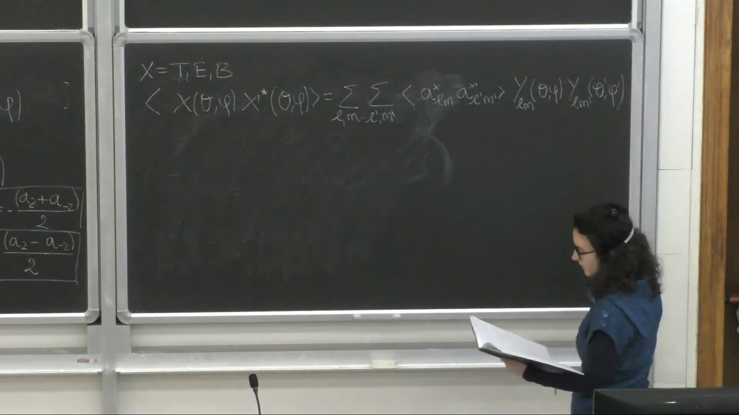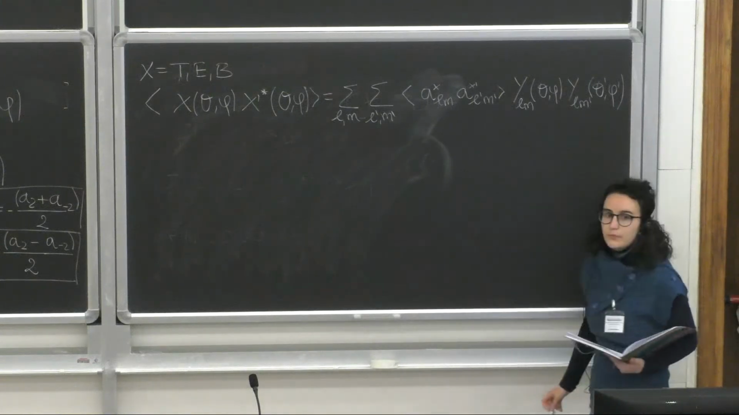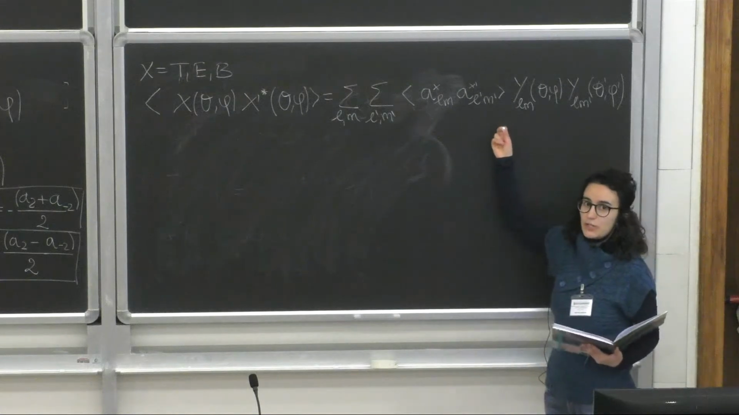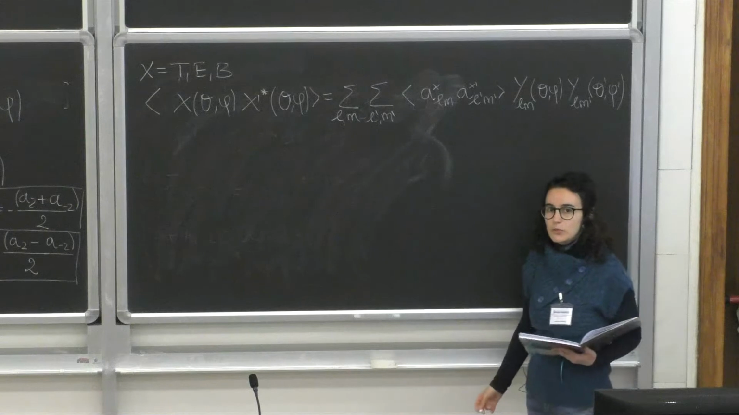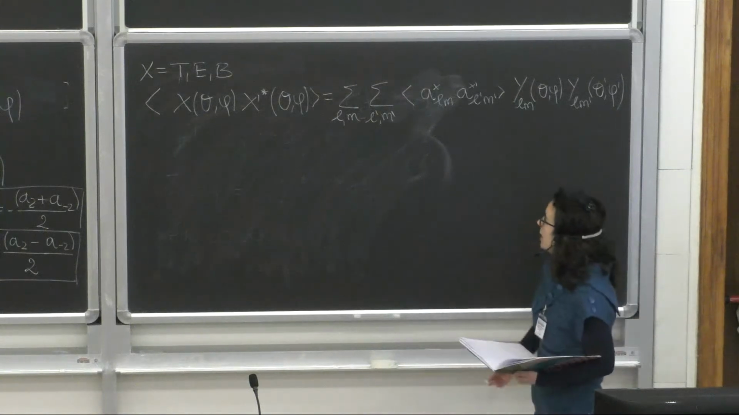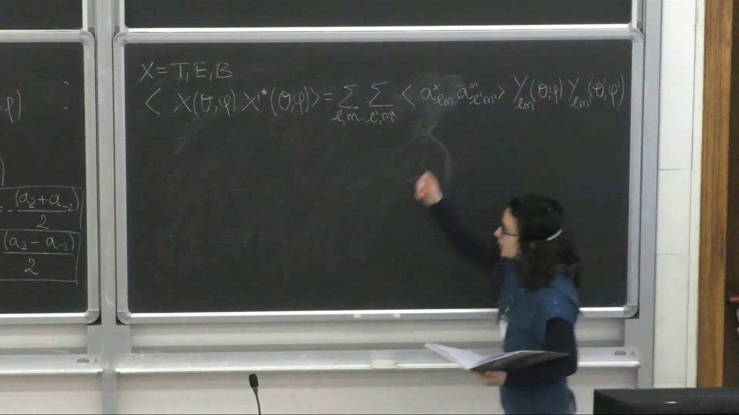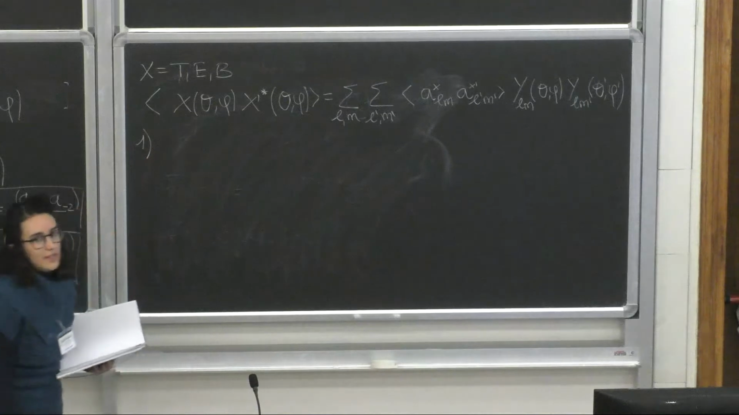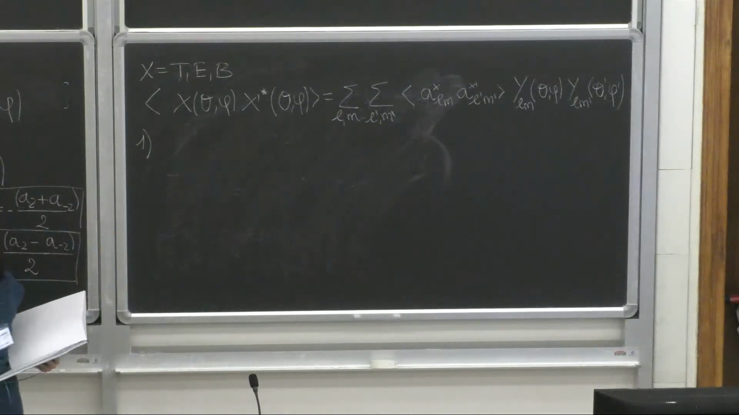Now, how can we simplify this expression? We can make use of the statistical properties of these fields. We can use first that these are independent random variables.